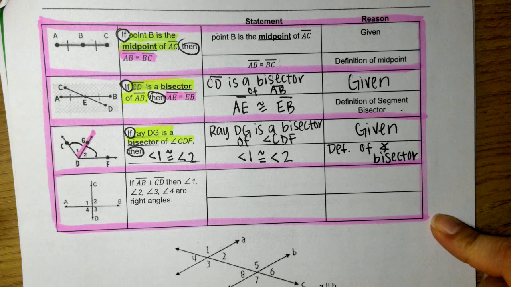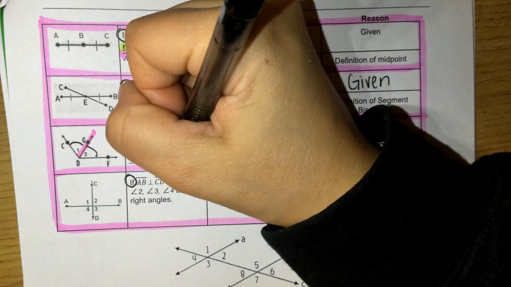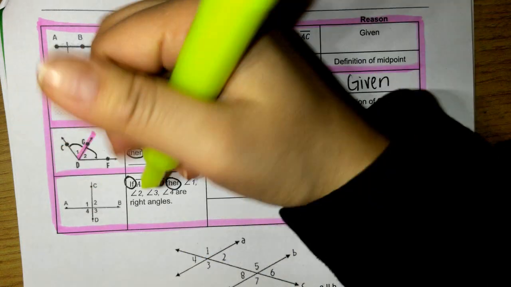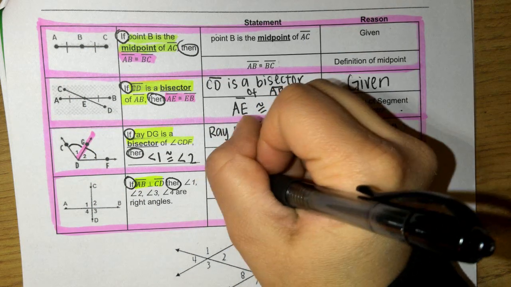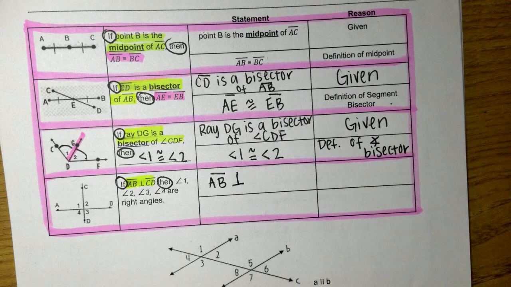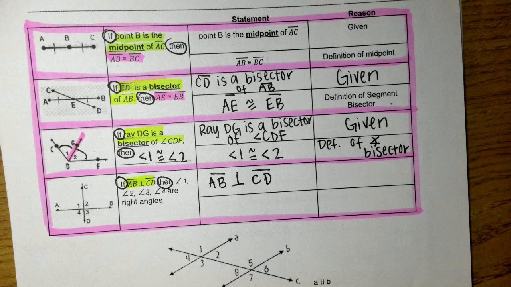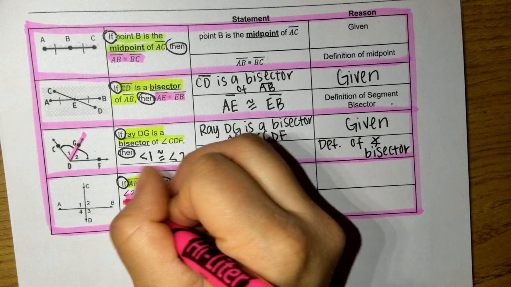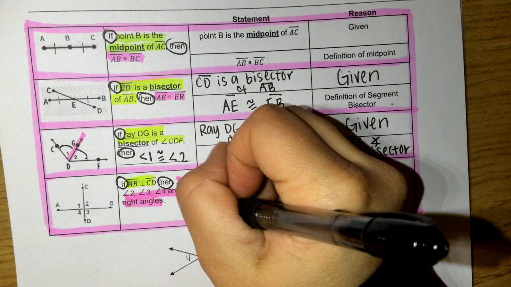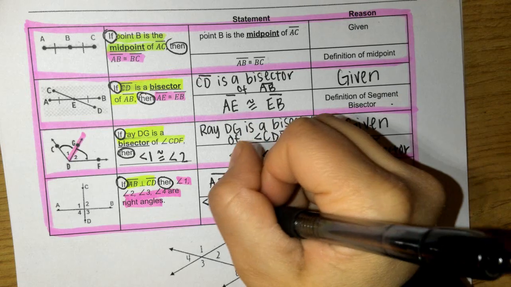Okay, this next one, I would pause the video, try it out on your own. Alright, hopefully you pause the video. You should have circled your if and then statements just to make things a little clear. Alright, this was given to me. Side AB, and don't forget that upside down T means perpendicular. So AB is perpendicular to CD. Then what happens? Angle 1, angle 2, angle 3, and 4 are right angles.